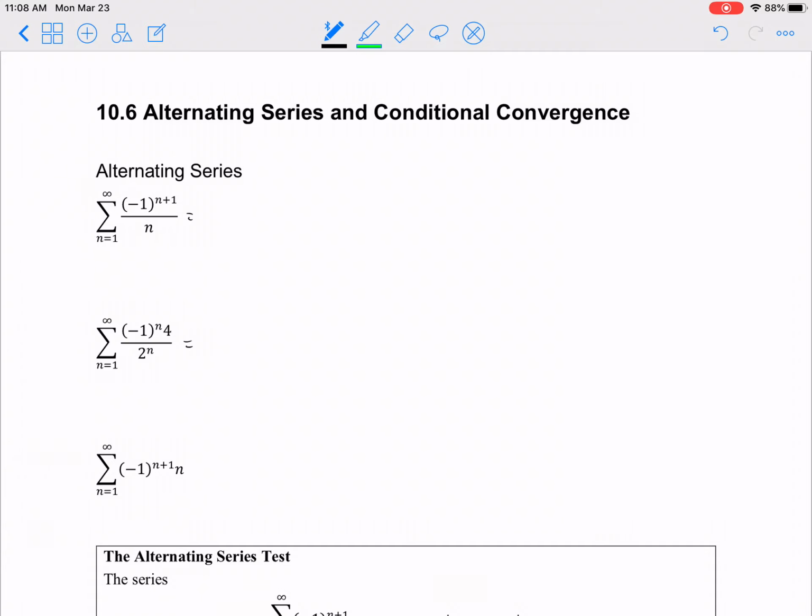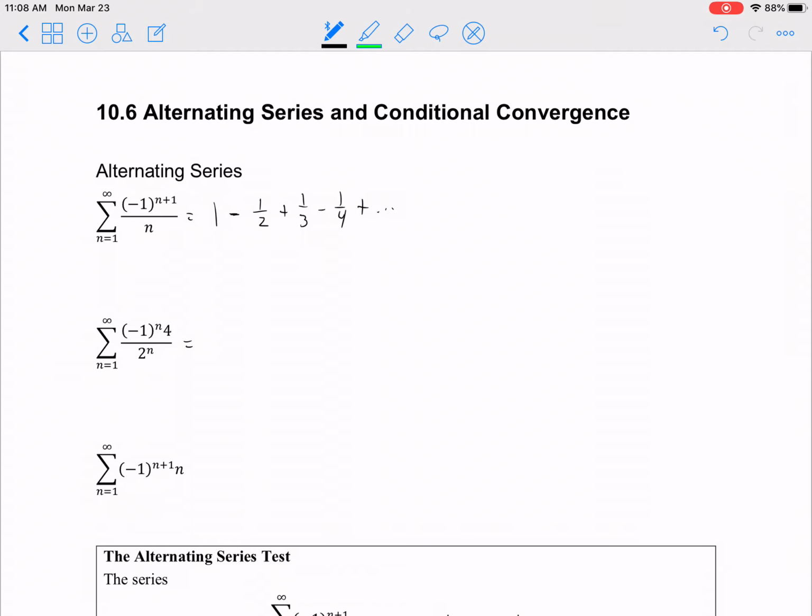All right, here we're going to go ahead and look at 10.6, alternating series and conditional convergence. First thing we want to do is look at this first one here where we just have a basic alternating series, and we're just going to have n equals 1 for the first term. When n equals 1, we end up with negative 1 squared, which is 1, and then 1 over 1. And then for n equals 2, we end up with negative 1 to the 3, which is going to be negative 1 over 2. So we get a minus 1/2, and then we'll end up with a plus 1/3 and a minus 1/4 and a plus, so on and so forth.